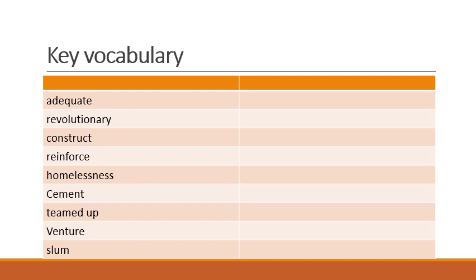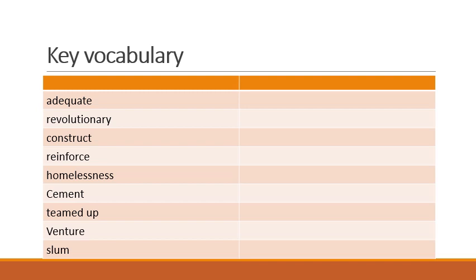That's reinforce. And homelessness, I'm sure that you know the meaning of the word homelessness. It comes from home, which is the place where we stay in, where we live. And then we have the adjective by adding less, homeless. A person who doesn't have a home, we call him or her homeless. And the noun is homelessness. One more time we say it, homelessness.